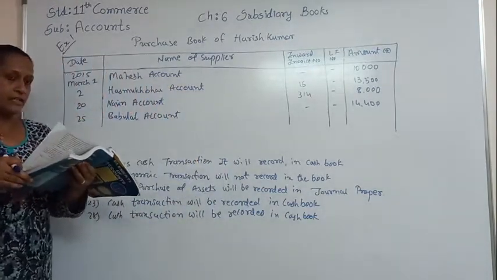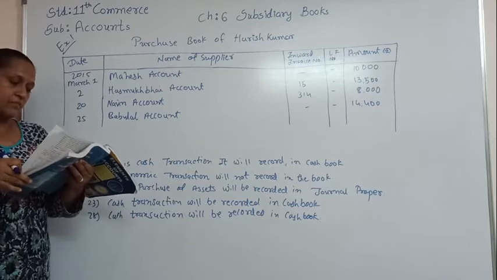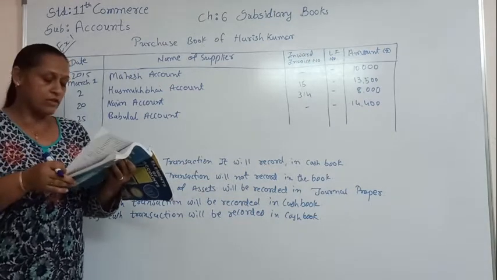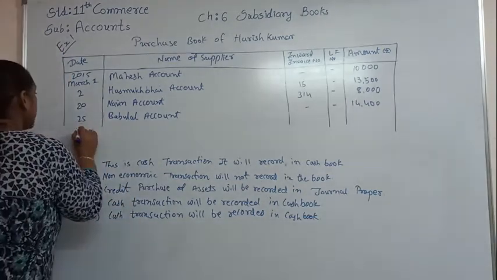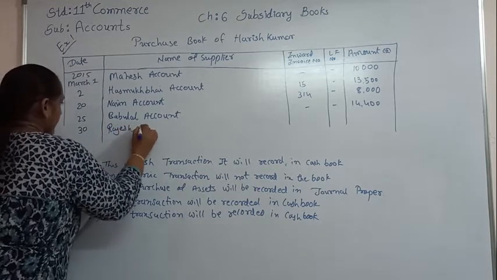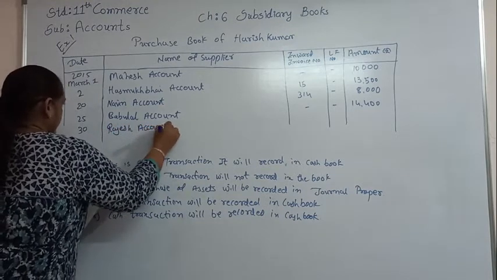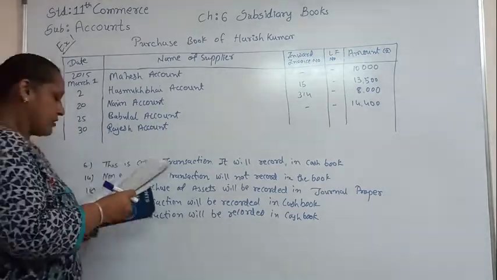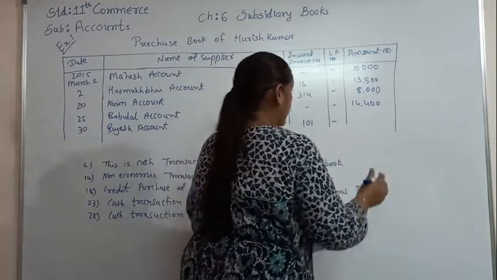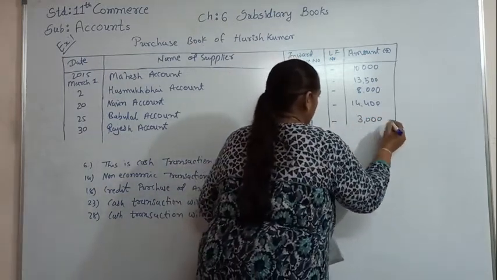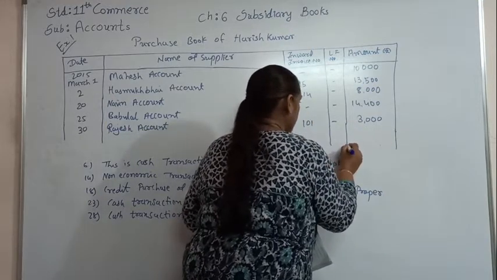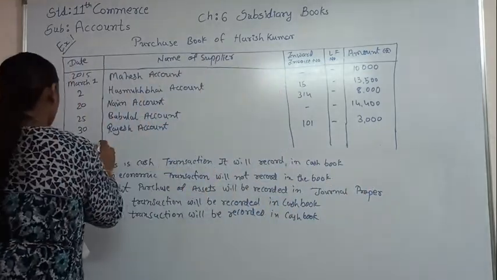And now let's see the next transaction on date number 30. Goods of rupees 3,000 purchased from Rajesh, bill number 101. So here we have purchased from Rajesh, and it is a credit transaction. So here we are going to write down Rajesh account, and the bill number will be 101 and the amount will be 3,000. So this is how we are supposed to enter the transaction in the subsidiary book.